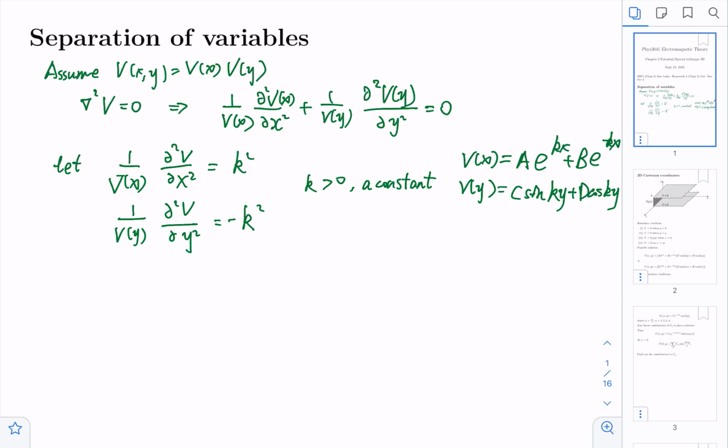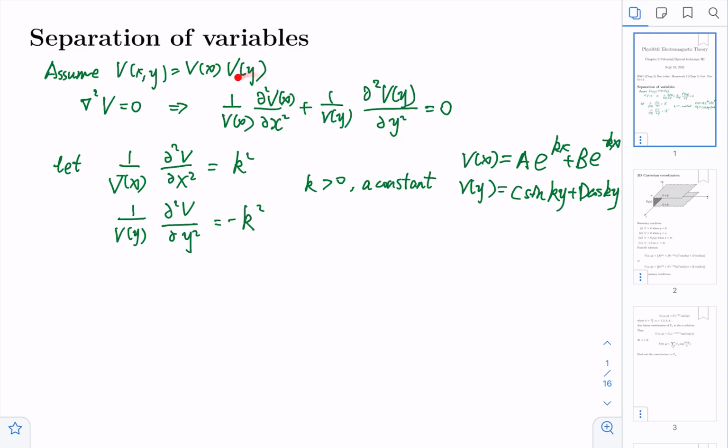Today, last time we discussed the separation of variables, using this technique to solve the Laplace equation. What we did before was to simply assume that V of x, y could be written down as a product of V(x) times V(y). And in this case, the Laplace equation can actually be separated out into two parts.